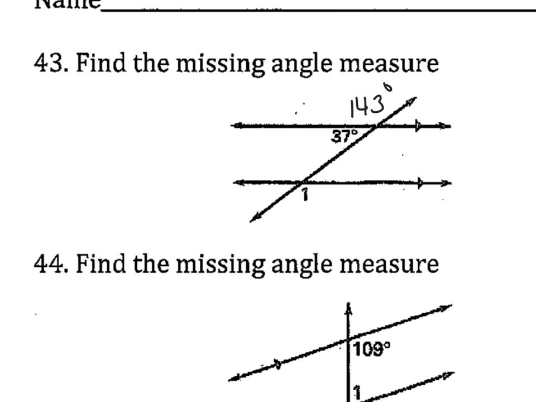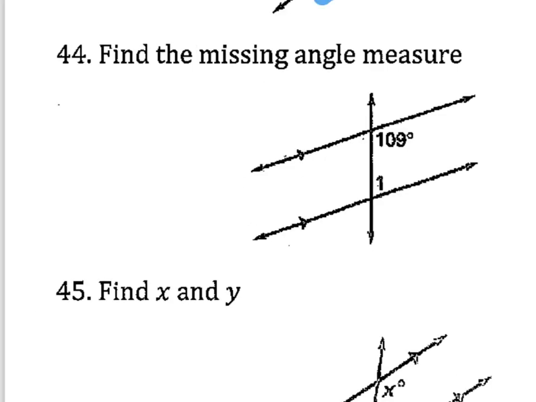Here we are on the last page, number 43. You've got to find the measurement for angle 1 right here. Use this information that I have provided for you up here to help you do so. We want to find the measurement of angle 1, and you're going to want to use this 109 degrees here. These are same side interior angles, which means if you add them together, they equal 180. So that should help you figure out what angle 1 is.